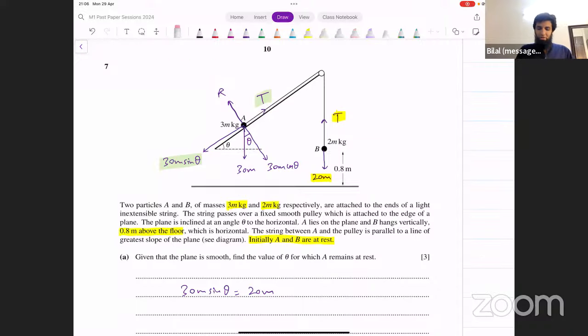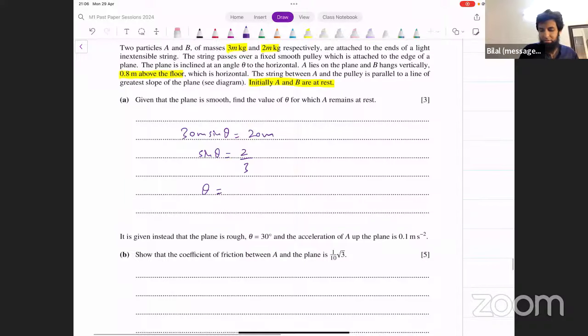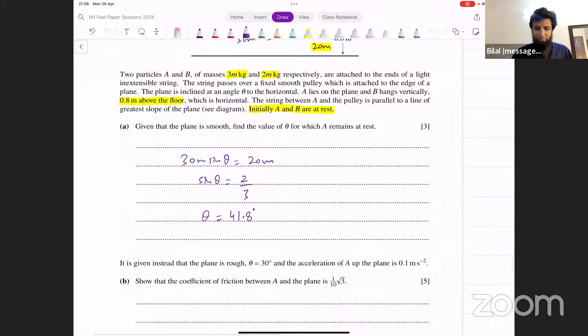Now m and m get cancelled and sine theta equals 2 over 3. 20 over 30, that's 2 over 3. You can see what the value of theta turns out to be. Sine inverse of 2 over 3. Let's figure this out. That's 41.81 degrees. 41.8 degrees, that's the first part. Okay, so we just resolved the forces and equated the opposite forces.